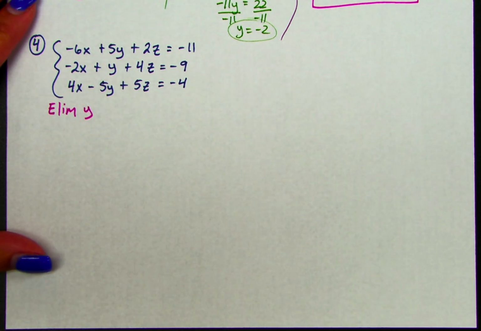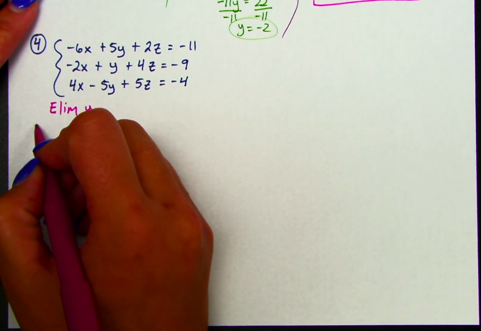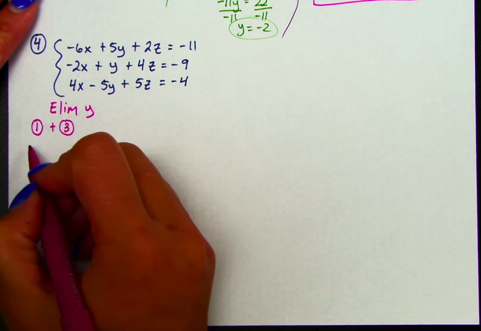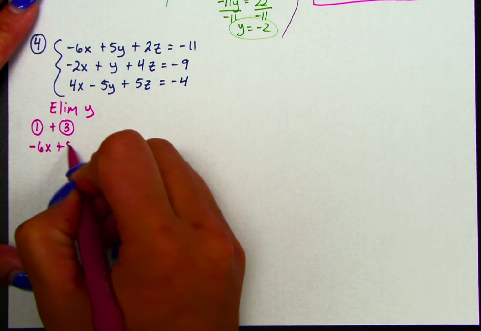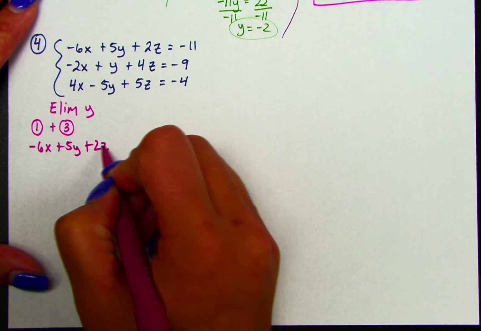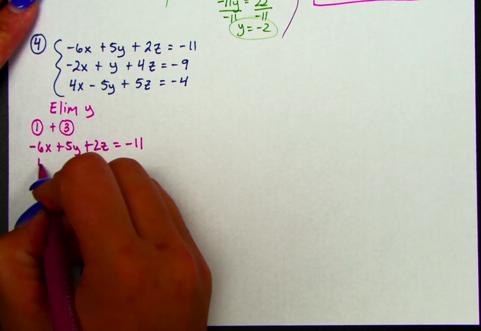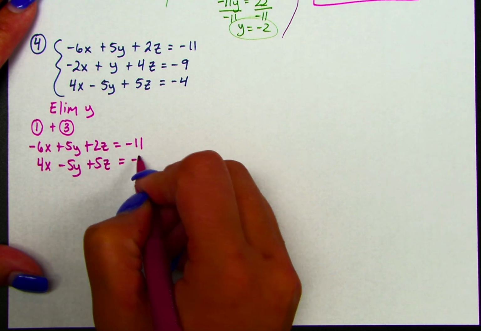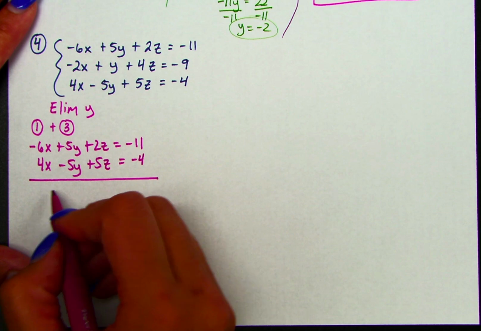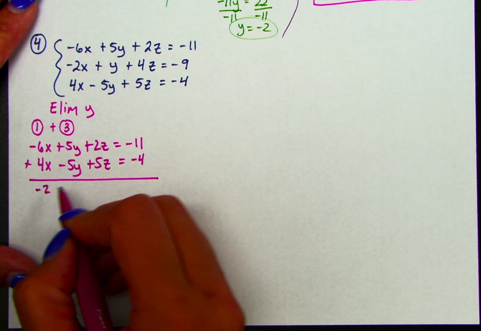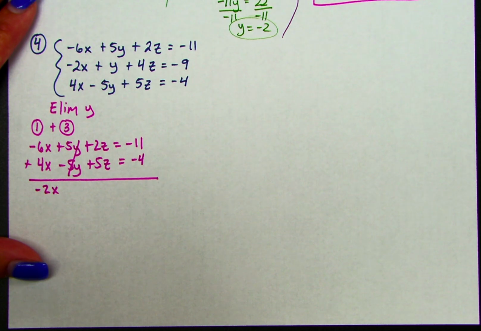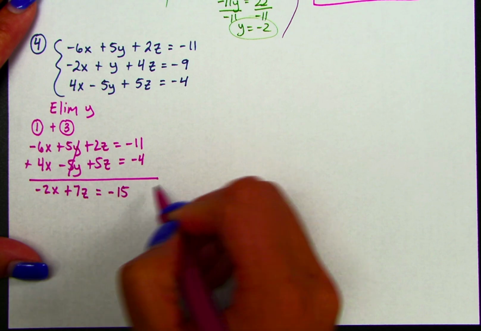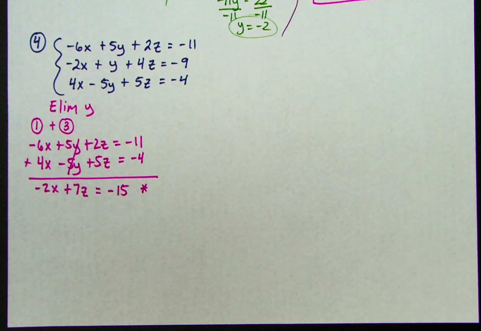We have to have our two addition problems. So for my first one, I'm going to take equation 1 plus equation 3. So I don't have to do anything to change them, so I'm going to rewrite them. 2z equals -11, and then 4x minus 5y plus 5z equals -4. So adding the x's, that's going to give me -2x. My y's cancel, plus 7z equals -15. And again, if you need to, you can put a little star by it.